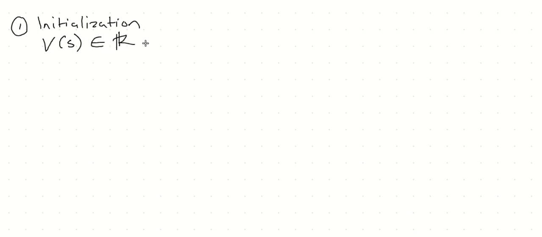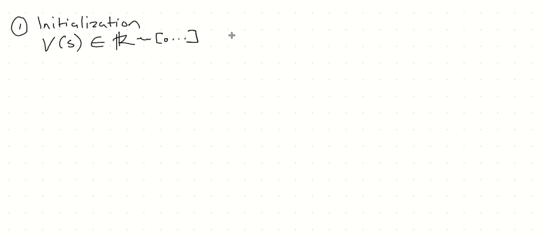Okay, so let's start with the algorithm. The first step is the initialization step, right? So basically what we have is v of s, our initial value function. It's just an element of R, and we can initialize this to be maybe just a vector of zeros or something.